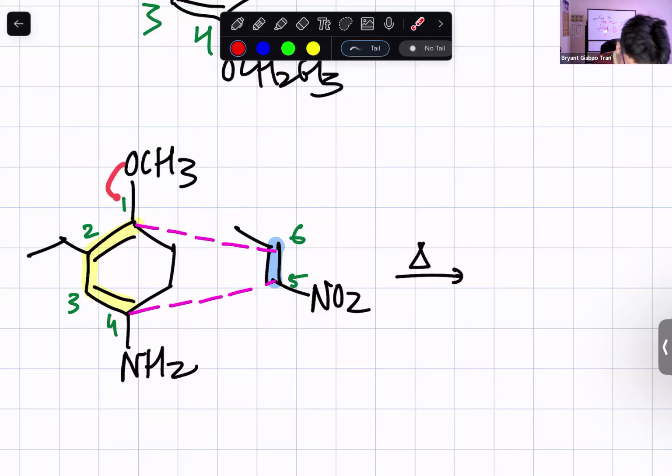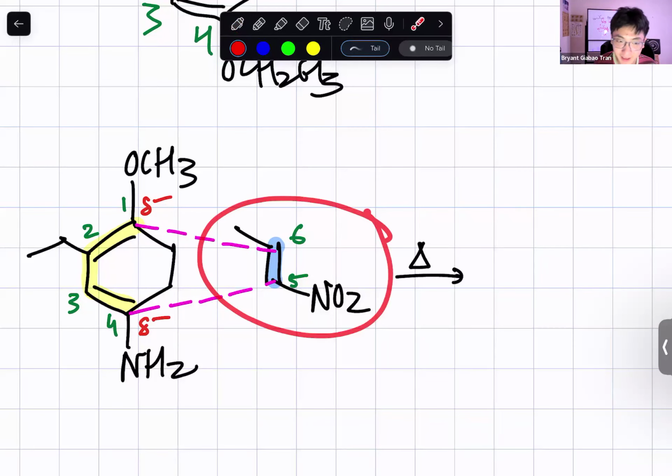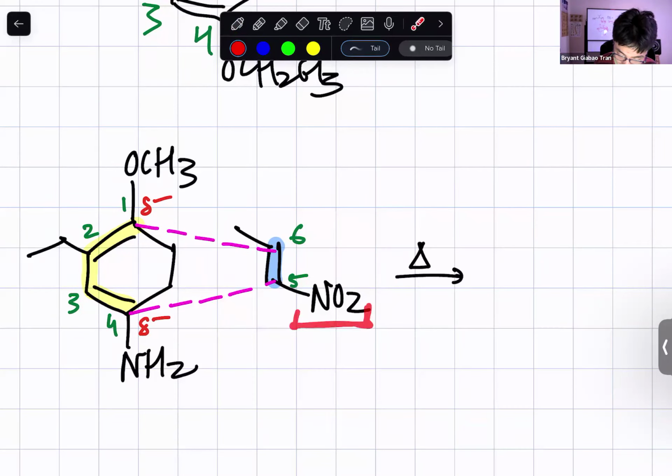Because when we donate electrons into the diene with both EDGs, we get a negative charge there, and we get a negative charge here. So there will be a negative charge on 1 and a negative charge on 4. Now, let's look at the dienophile. Where would the positive charge be on the dienophile here? 6, yes. Because this is the EWG right here, the NO2, which would withdraw electrons from the dienophile. And if this carbon is losing a bond, that's going to have a positive charge, right? So our positive charge here is going to be on carbon 6, right?